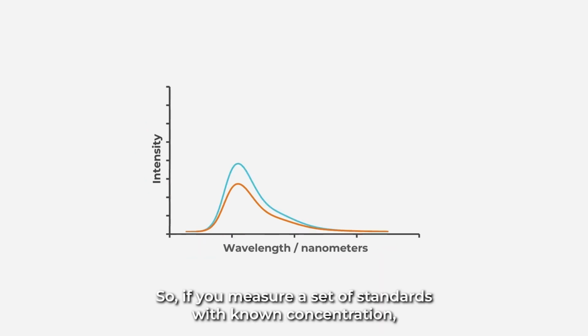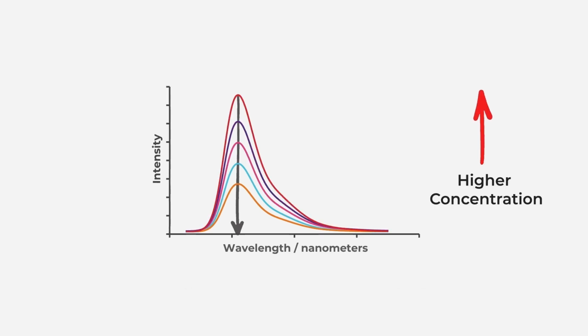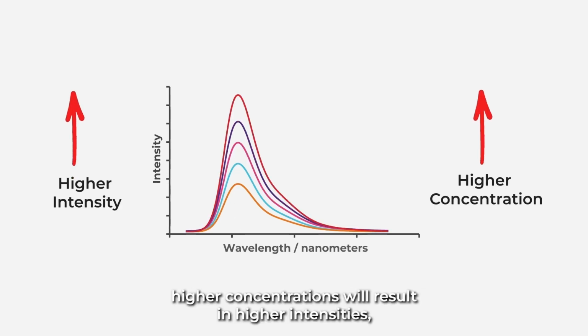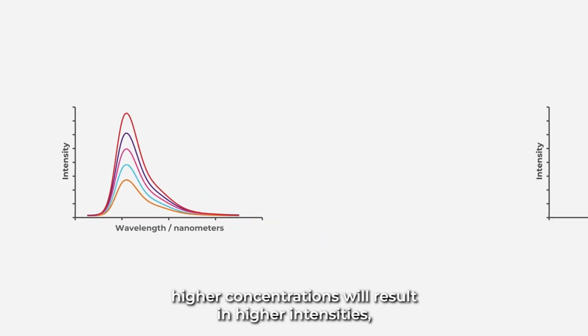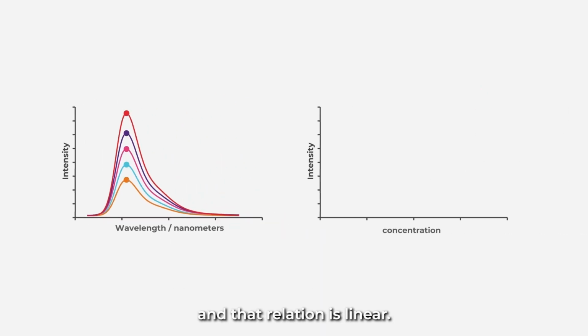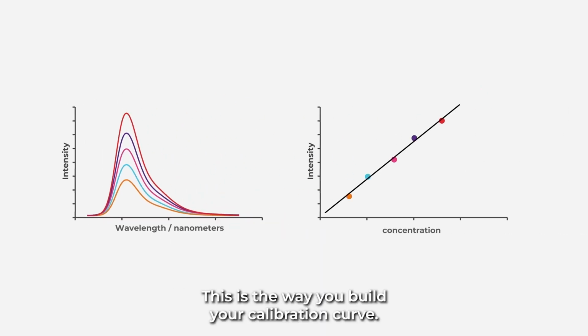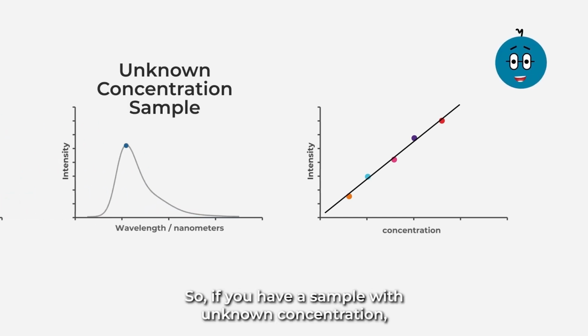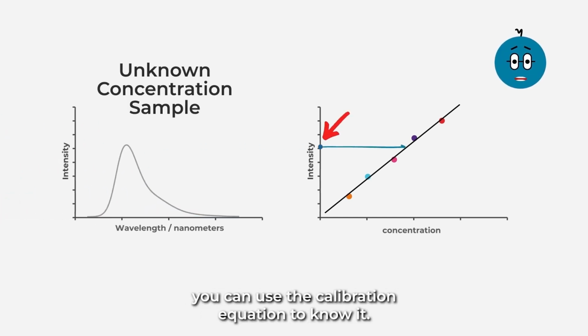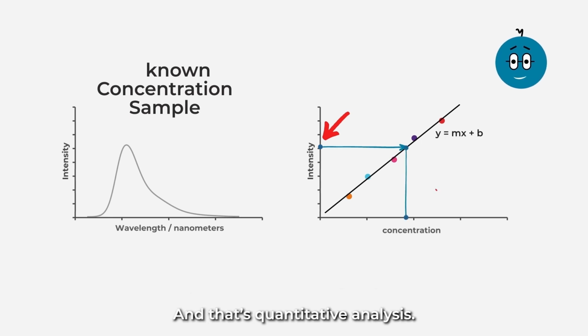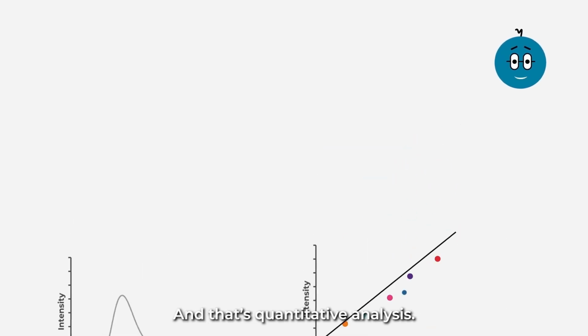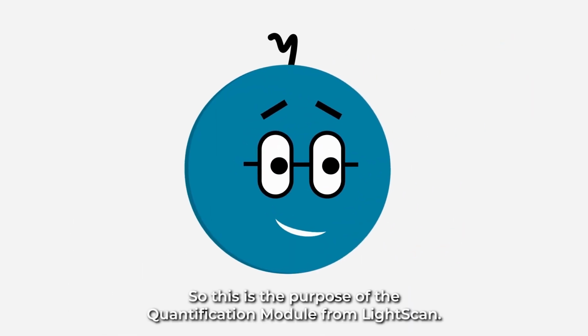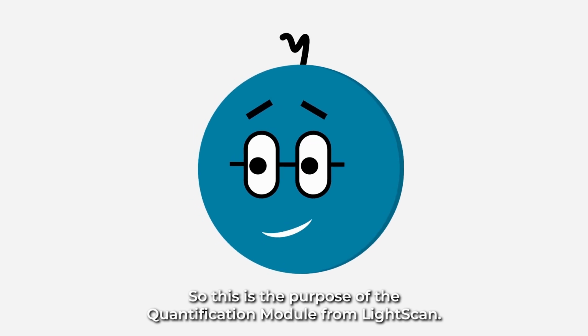So, if you measure a set of standards with known concentration at a specific wavelength, higher concentrations will result in higher intensities. And that relation is linear. This is the way you build your calibration curve. So, if you have a sample with unknown concentration, you can use the calibration equation to know it. And that's quantitative analysis. So, this is the purpose of the Quantification Module from LightScan.